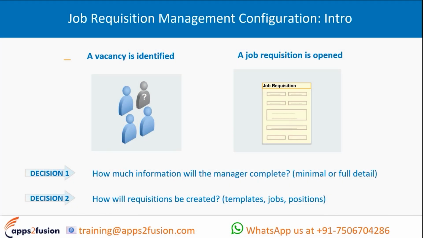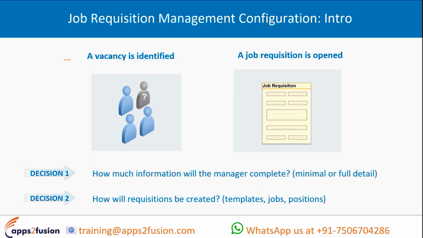So without much delay, the job requisition management configuration. This is our usual, general way that it happens. There is a vacancy identified by the hiring manager or the line manager under that team. Once a vacancy is identified, the next step is to create a job requisition so that you can fulfill that vacancy by hiring a candidate for that particular vacancy. So this is the second, general step.